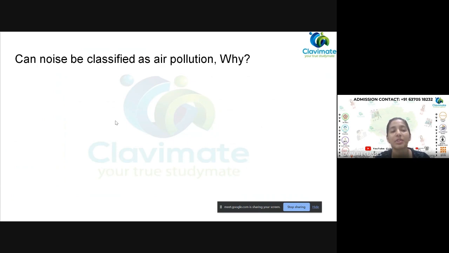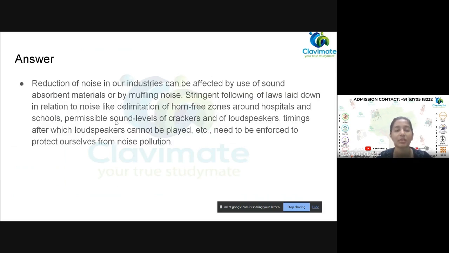The next question is: can noise be classified as air pollution and why? Noise pollution can be caused by automobiles, and also when there's a big event happening. To reduce it, you can use absorbent materials like wood, and horn-free zones around hospitals. You can buy these materials from the market and use them at home so that they absorb the noise during an event.